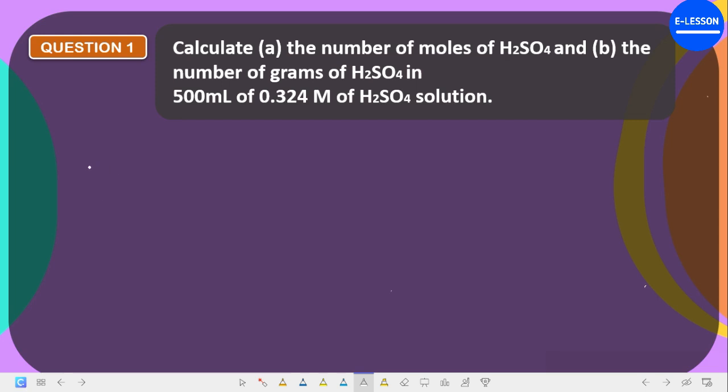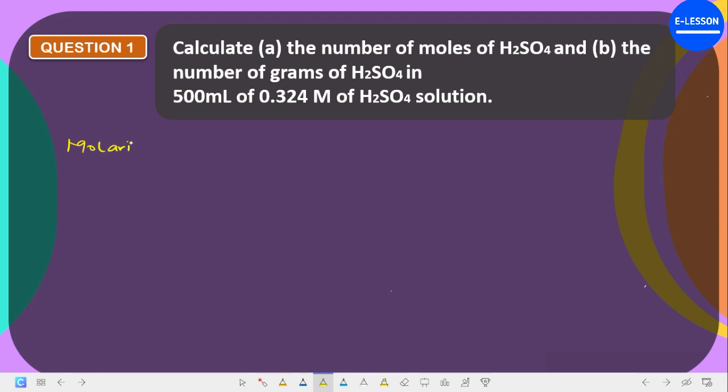The first question here says calculate A, the number of moles of H2SO4, and B, the number of grams of H2SO4 in 500 milliliters of 0.324 molar H2SO4 solution. Now before we solve this question, we should write the formula required to solve it. We are going to use the formula of molarity.